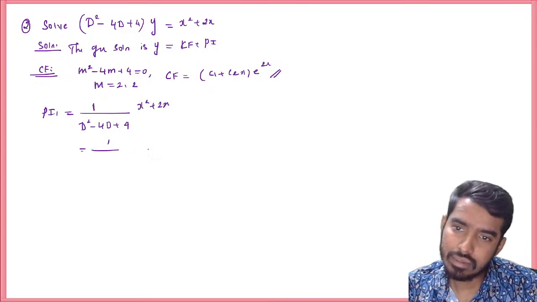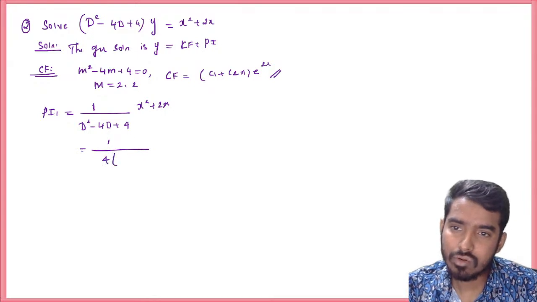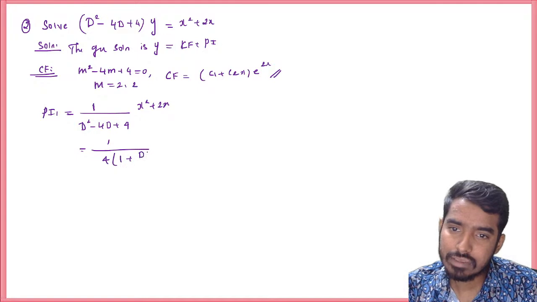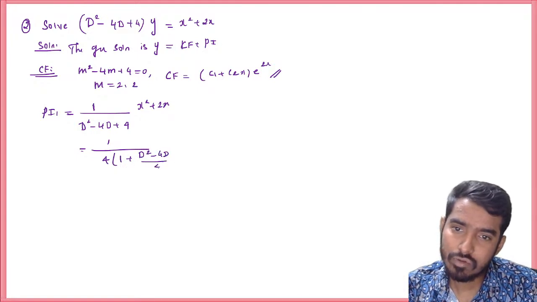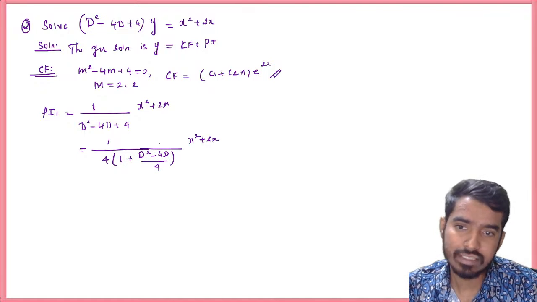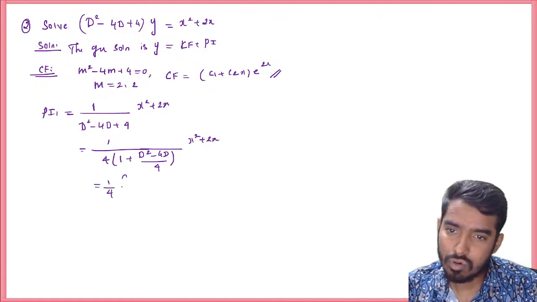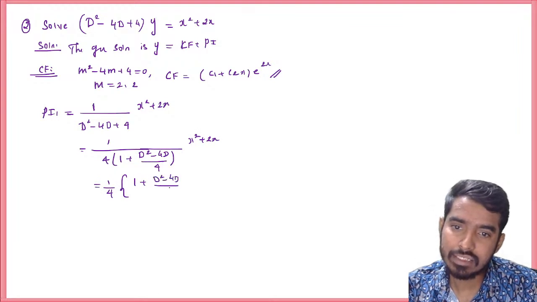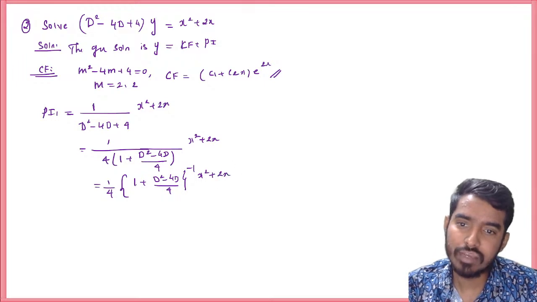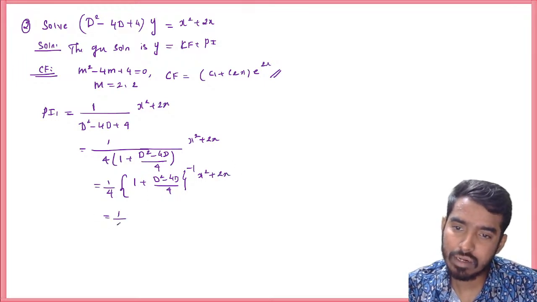Now you have to take 4 outside, right? Degree 2, degree 1, 0. You see there's a polynomial now. That means 1 plus D square minus 4D by 4. And here we have x square plus 2x. This will be 1 by 4, 1 plus D square minus 4D by 4 whole power minus 1, x square plus 2x. So 1 plus x whole power minus 1.